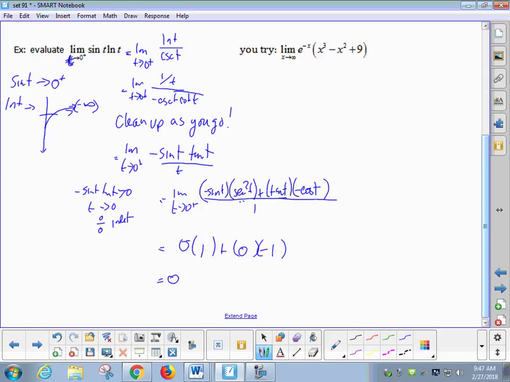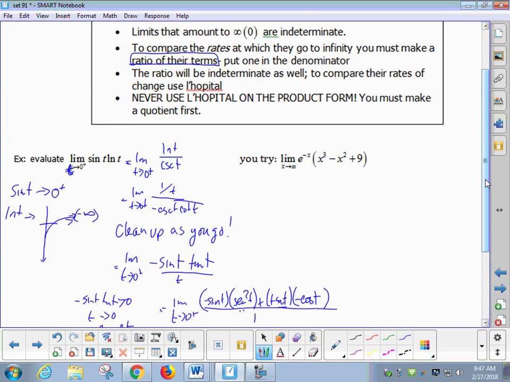Which is to say that the sine won. In the competition between small sine and infinite natural log, the sine term won. All right? Try this one on your own. It's a lot easier. And we'll be done. While you're doing that, I'm going to give back tests.